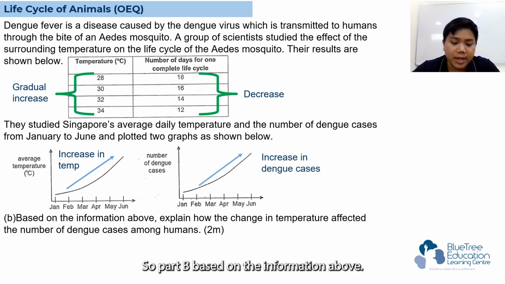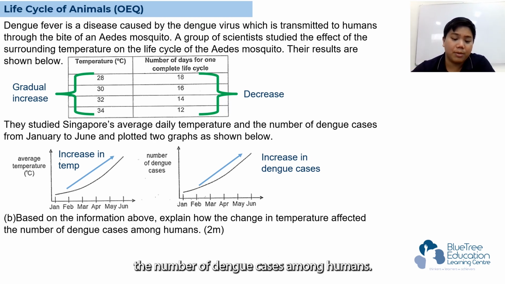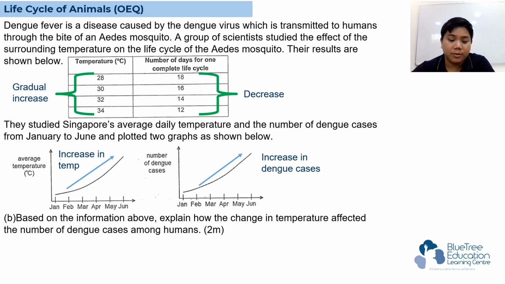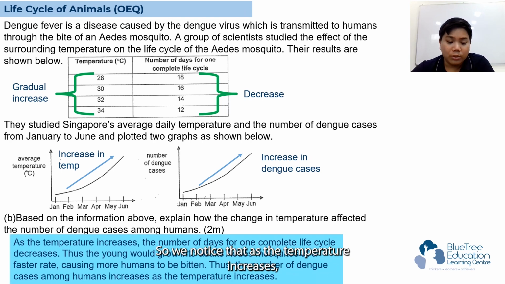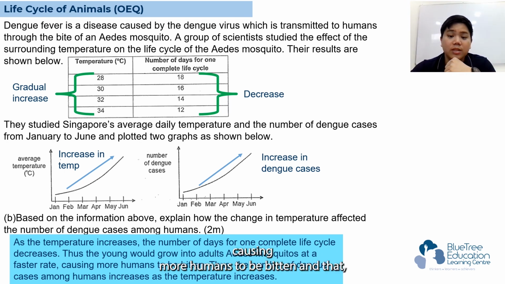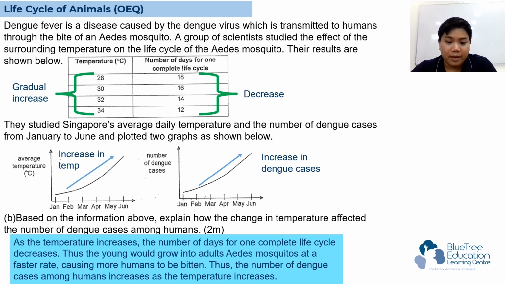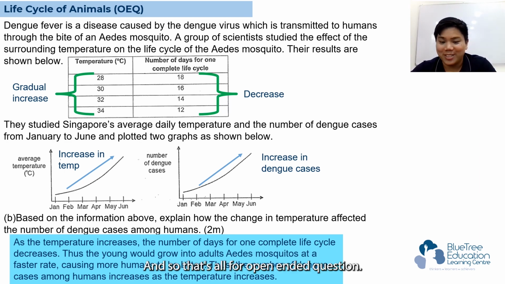Part B, based on the information above, explain how the change in temperature affected the number of dengue cases among humans. We notice that as the temperature increases, the number of days for one complete life cycle decreases. Thus, the young will grow into adults much faster, causing more humans to be bitten. Because of that, the number of dengue cases would keep increasing. And that's all for the open-ended question.